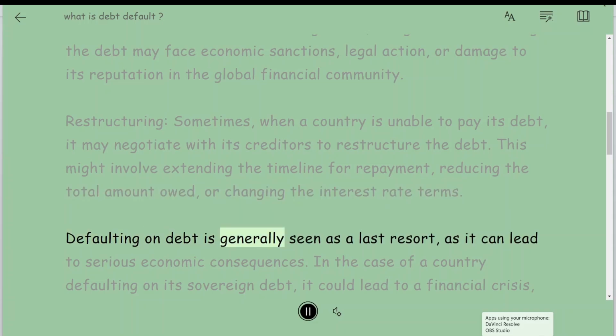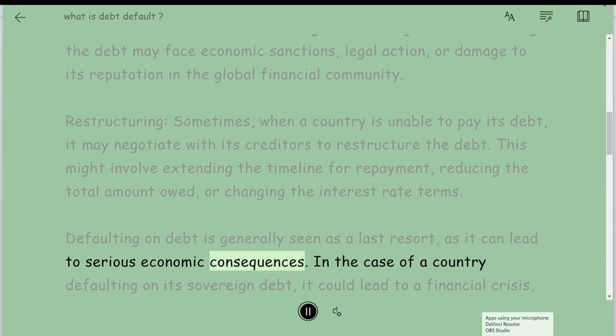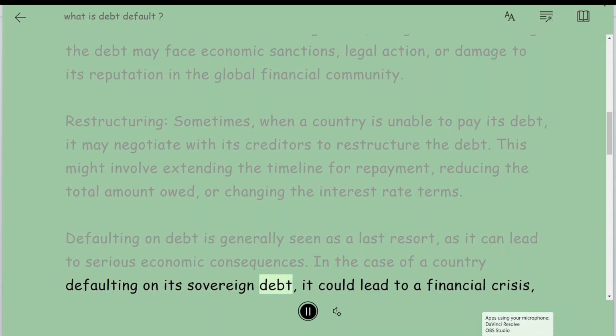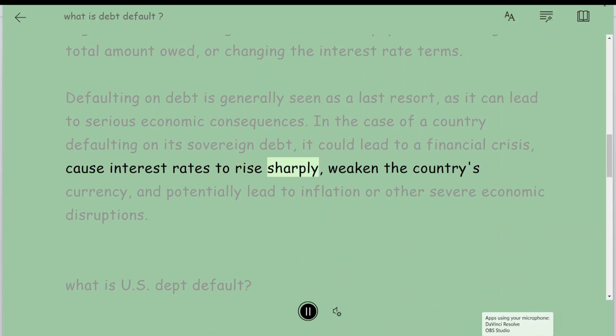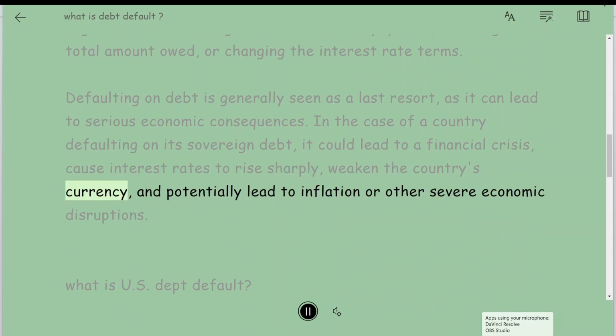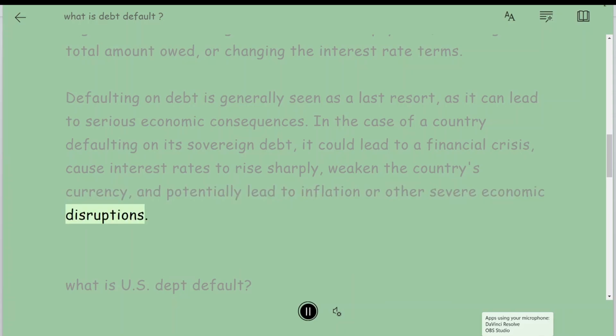Defaulting on debt is generally seen as a last resort, as it can lead to serious economic consequences. In the case of a country defaulting on its sovereign debt, it could lead to a financial crisis, cause interest rates to rise sharply, weaken the country's currency, and potentially lead to inflation or other severe economic disruptions.